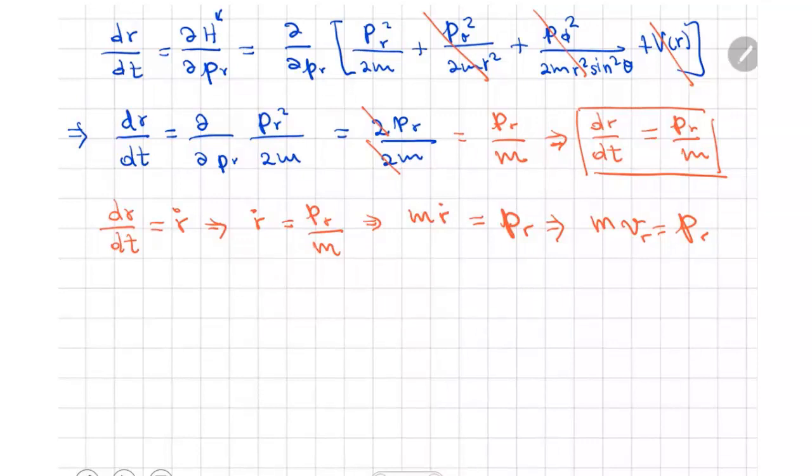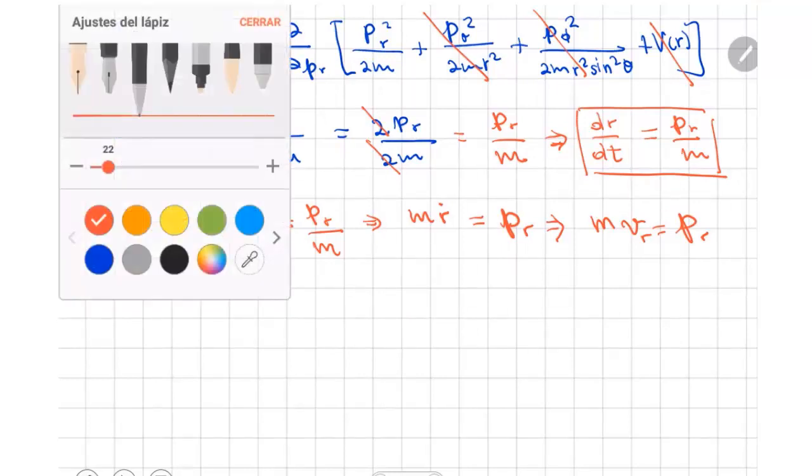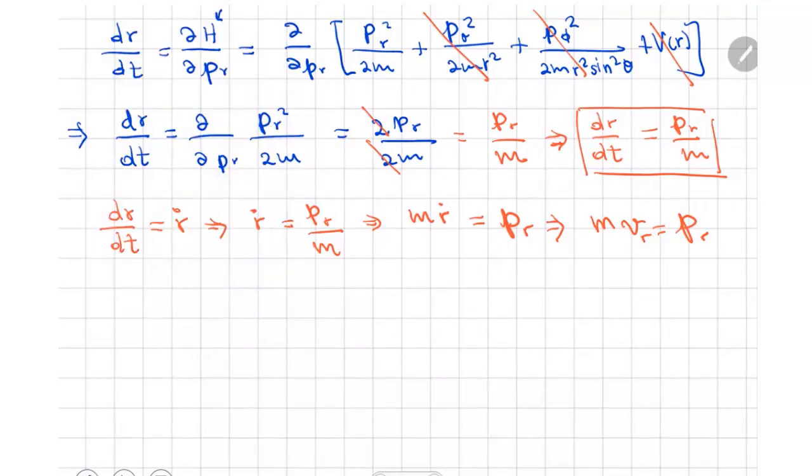Well, so we have this solved. We go now to the other equation, that is, dp_r/dt.